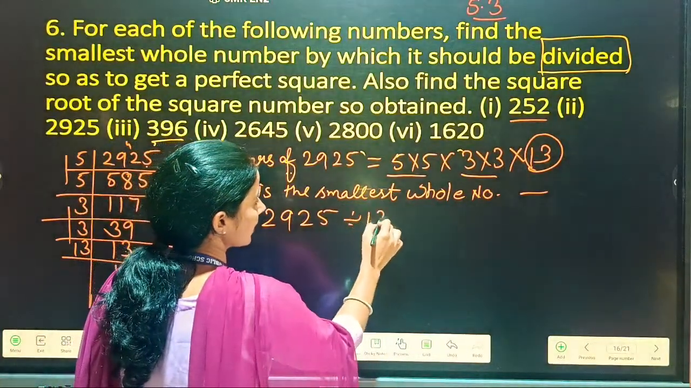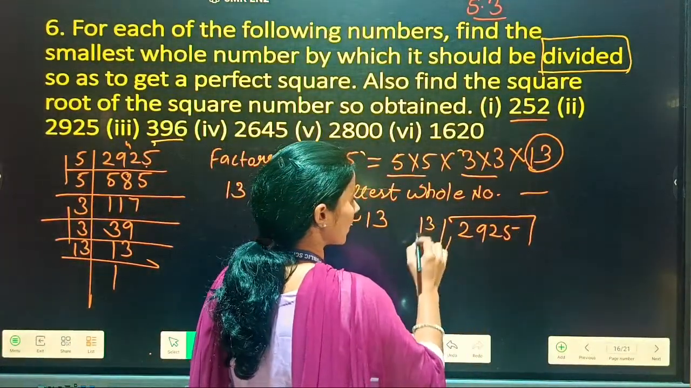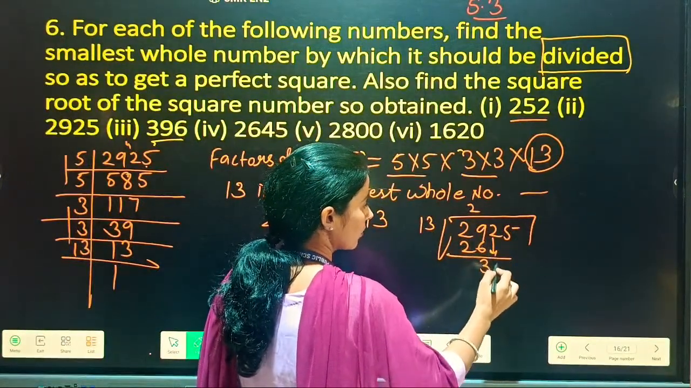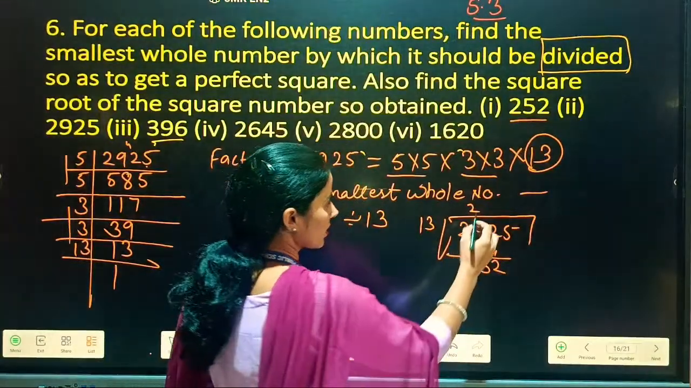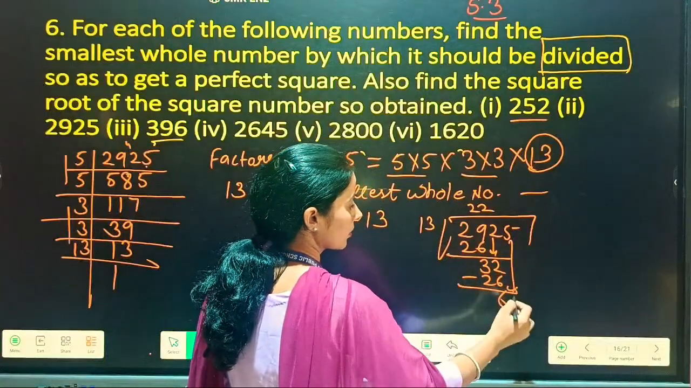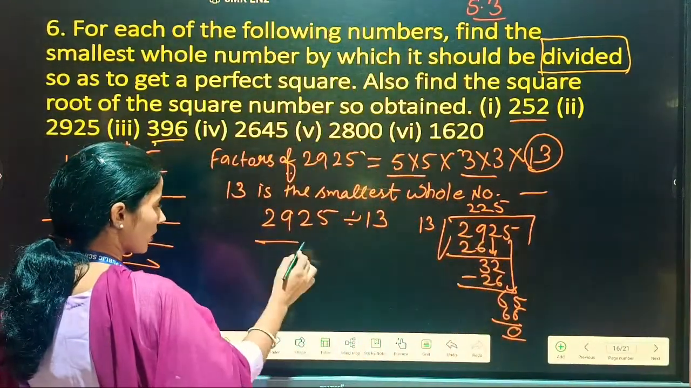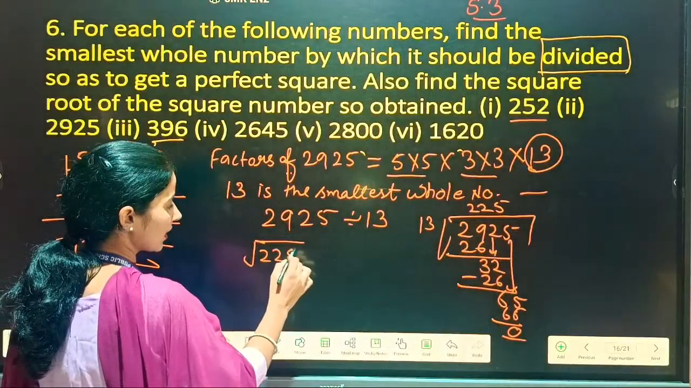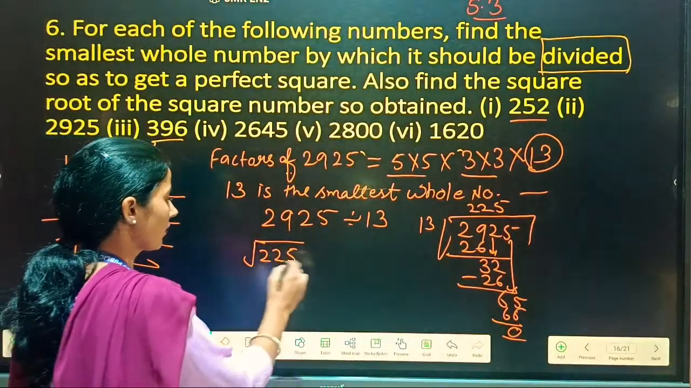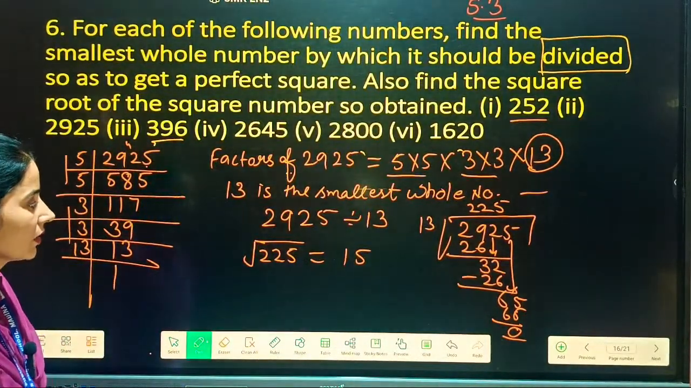2925 by 13. Let us divide 2925 by 13. 13 2s are 26. Then the remainder is 3. Carry down 2. 13 2s are 26. 26, 32 minus 26, 6. Again carry down this 5. 13 5s are 65. Now what did we get? We got 225. And now find the square root of 225. What will be the square root of 225? It is the square of 15. So the square root of 225 will be 15.